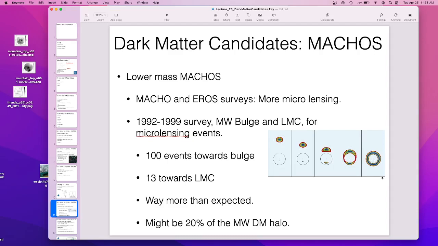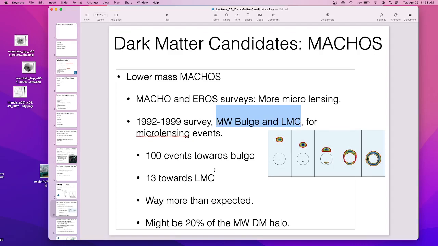And that ring is bigger and brighter than the original star. So there was a lensing survey. There are several, and I think there are continuing microlensing surveys. But these lensing surveys in the mid-90s looked at the bulge of the Milky Way and the Large Magellanic Cloud for microlensing events. And they found like 100 events. That's cool, that's pretty rare, right?